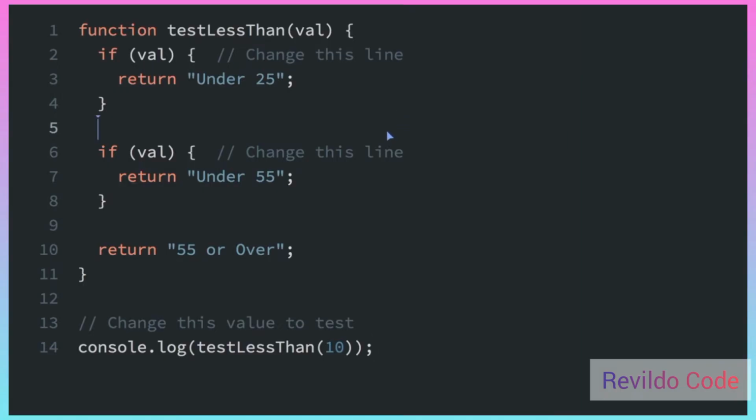Now I'll show you an example of the less than operator. With this function, we're going to check if the value is less than 25. And then here we're checking if a value is less than 55. So here's a trick I use to remember which symbol is less than and which symbol is more than. The less than symbol looks kind of like the letter L, which is the first letter in less than. And then the more than symbol is just the opposite.